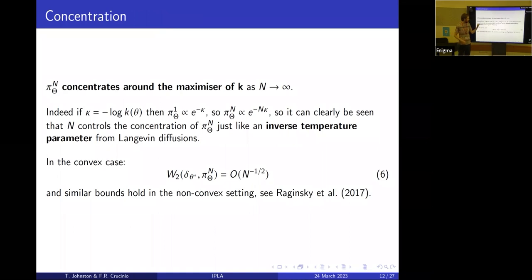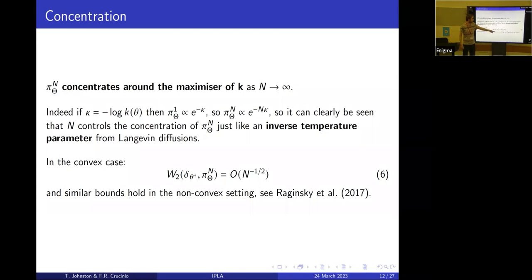And indeed, we can write this in Gibbs measure form. If we set kappa equal to minus log k of theta, then with just one particle, the invariant measure will be e to the minus kappa. If we have n particles, then the invariant measure will be proportional to e to the minus n kappa. So in some sense, the number of particles n here acts like that inverse temperature parameter. As we add more particles, the measure gets more and more concentrated around the modal points. And there are lots of nice bounds on the difference between this maximizer theta star and this theta marginal, coming from work on the Langevin algorithm. So it's the inverse temperature parameter that this comes down to. In the convex case, we get order n to the minus half, and there are similar bounds in the non-convex case as well.